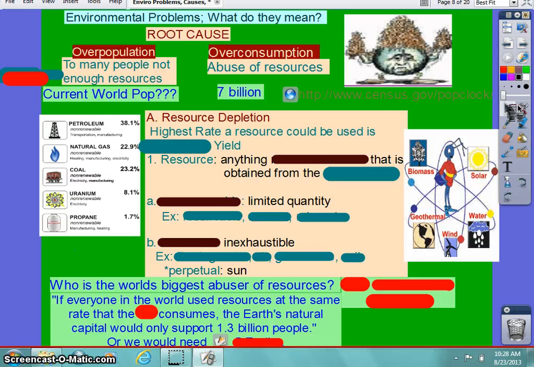Or sustainable. There you go. Sustainable, because if not, we're going to exceed its availability, and that's it. It's over. So it's sustainable yield. Now, what is a resource by definition?